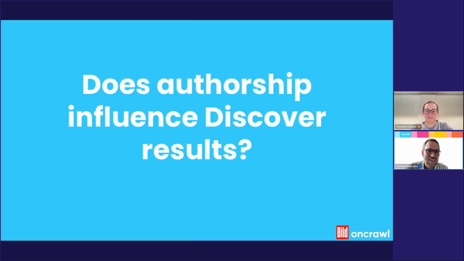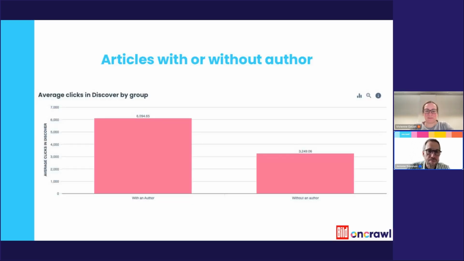But yeah. Next question: does authorship influence Discover results? That's the one example I did during the demo. So let's look at BILD's data. Two groups, with an author and without. Here it seems obvious that it performs better when the article is signed. I think that's amazing, because a lot of authors just don't write their names under it. Sometimes they just forget. So now I have the data to tell them, hey, you should always write your author name under your article, because that way you have higher chances of ranking in Discover.